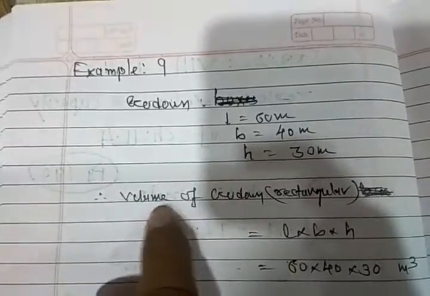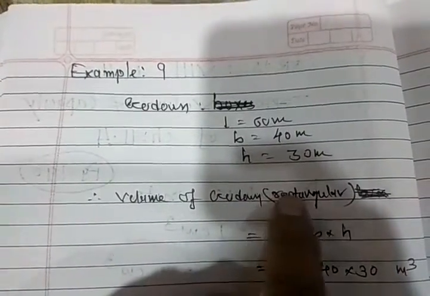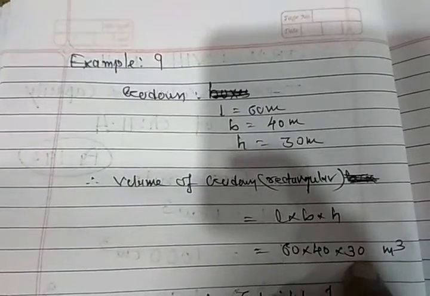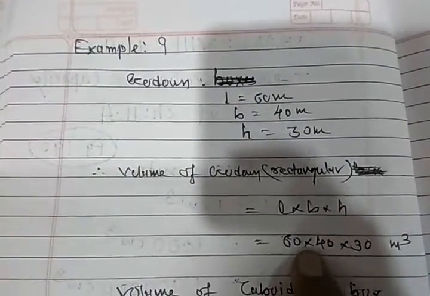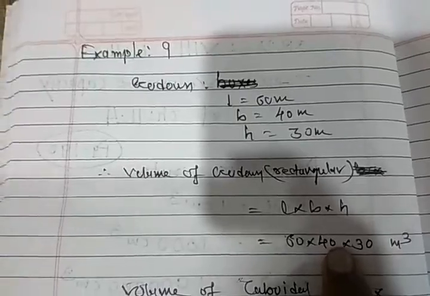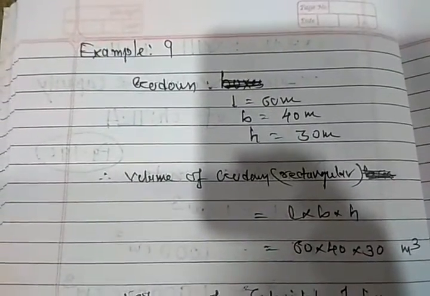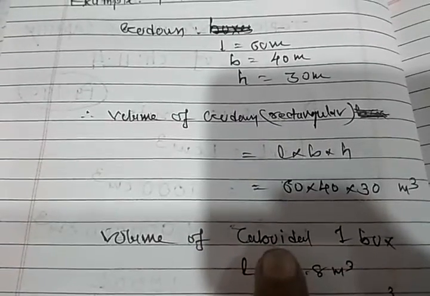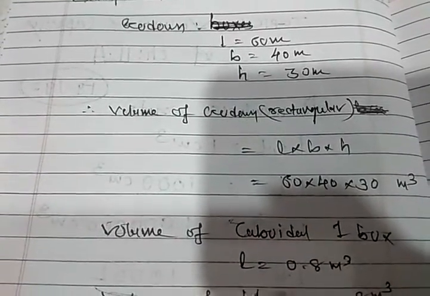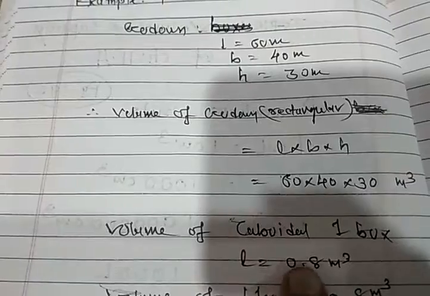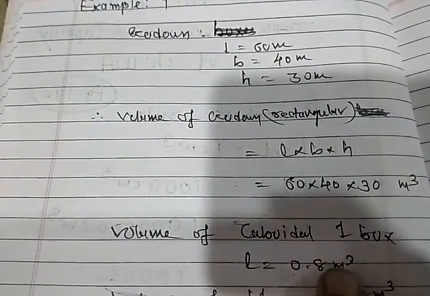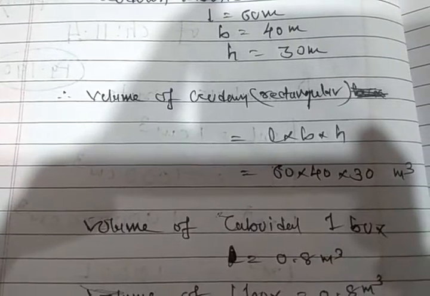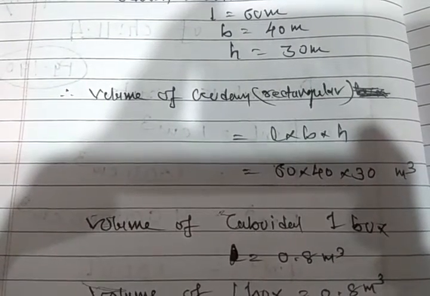So write down: volume of godown, that is rectangular, that is LBH. So 60 multiplied by 40 multiplied by 30 meter cube. Now don't multiply it, because it is required in the following way. You see, the volume of one cuboidal box is also given. How many? 0.8 meter cube. So here the volume of one cuboidal box, that is 0.8 meter cube, is given.